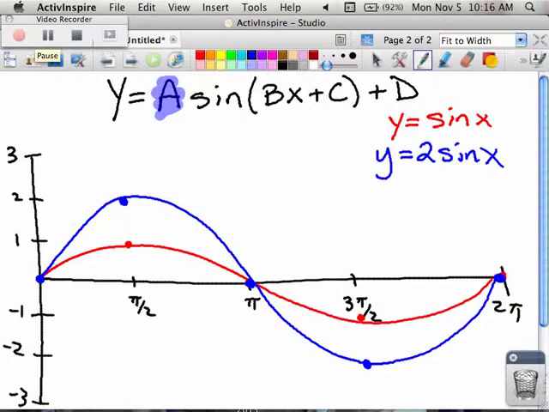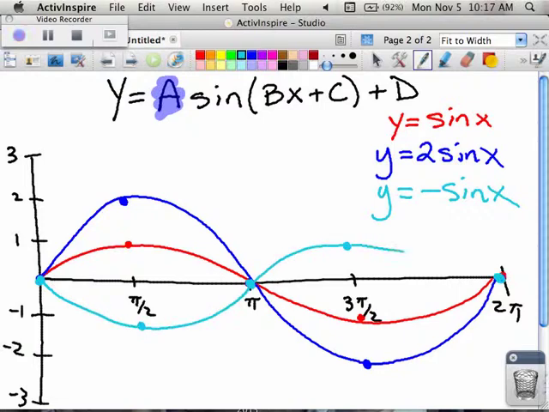Here we go again. What's that going to do? Flip it, just like every other graph we've ever done with a negative in front. All it does is flip it. So this negative sign is actually associated with the A because it's -1. So I'm just going to go like this.